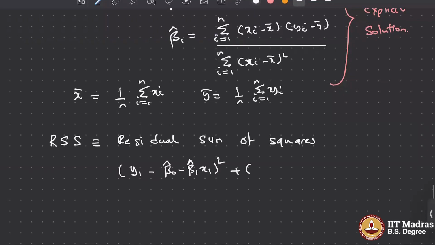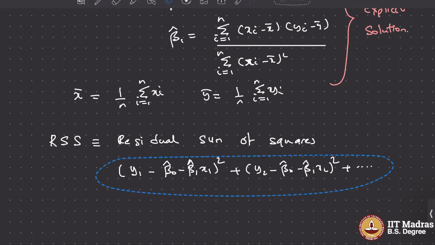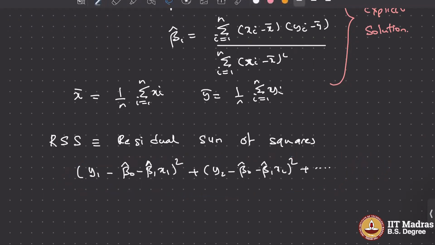Plus you'll have the same thing, y2 minus beta naught hat minus beta 1 hat times x2, the whole square. And then you keep going on, and finally you get to yn minus beta naught hat minus beta 1 hat xn, the whole square. This is what you try to minimize anyway, the residual sum of squares, to obtain the least squares estimates. So this is one measure of the error. After computing these estimates, you could plug them in and check what your residual sum of squares is going to be.